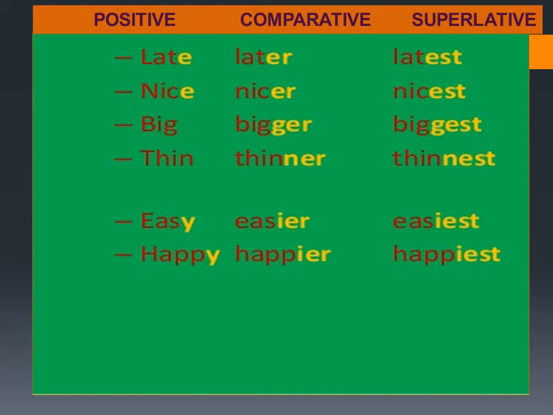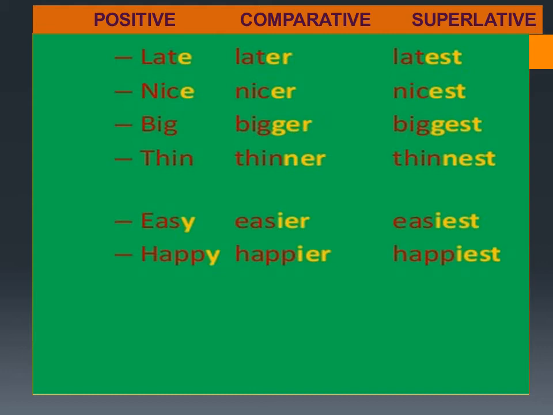Now look at the highlighted yellow letters in these words, children. Now in positive degree, the word has the letter E in the end. Late is ending with the letter E. Even in the next example, nice is ending with the letter E. So whenever adjectives end in E, children, to make them into comparative degree, this last E is dropped, it is removed, and in its place ER is added. Then it becomes later, which is the comparative form.